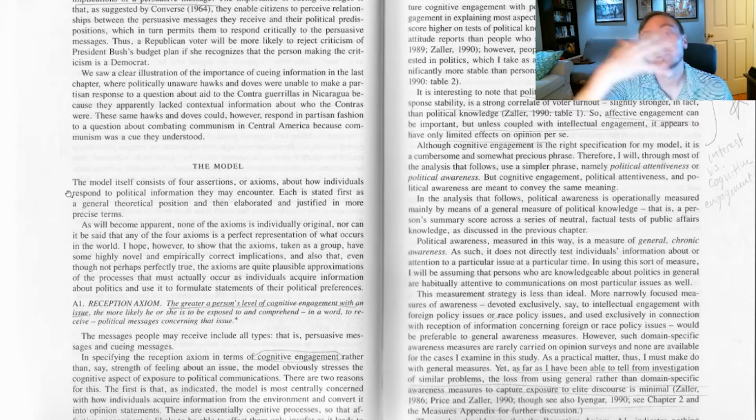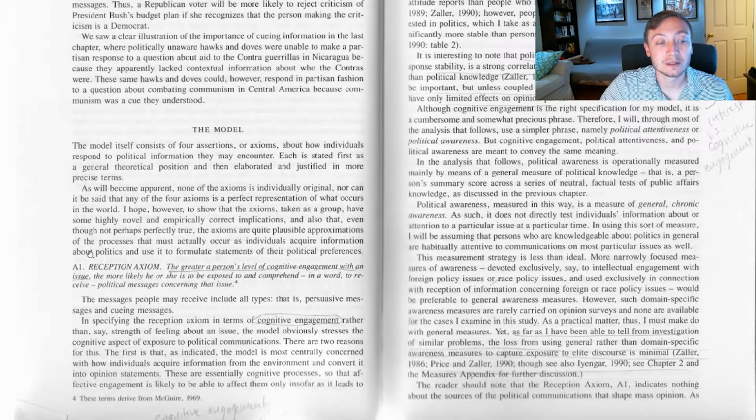this idea that we've got messages and then surrounding those messages cues, right? We can think about several axioms, essentially, that Zoller's information processing model takes. And so the first one is this idea of the reception axiom, okay, reception. And that's really the idea that we need to be tuned in to politics in order to have opinion change happen in the first place. We need to be able to receive that information.